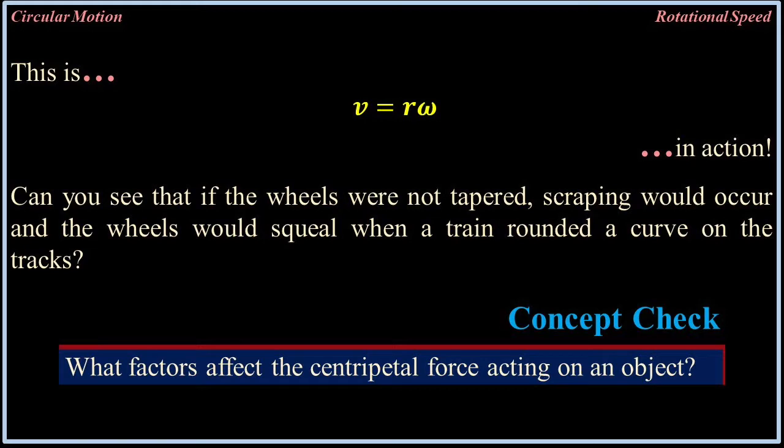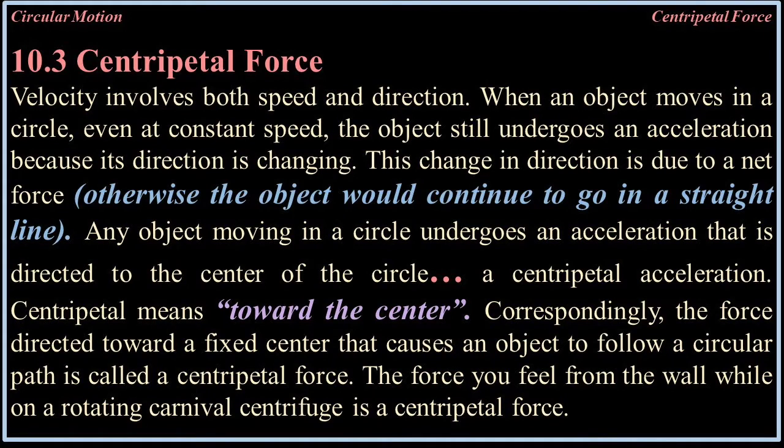Concept check: What factors affect the centripetal force acting on an object? 10.3 Centripetal force. Velocity involves both speed and direction. When an object moves in a circle, even at constant speed, the object still undergoes an acceleration because its direction is changing. This change in direction is due to a net force. Otherwise, the object would continue to go in a straight line.